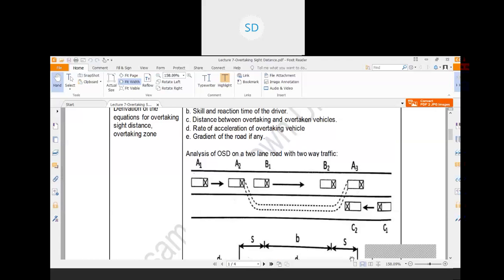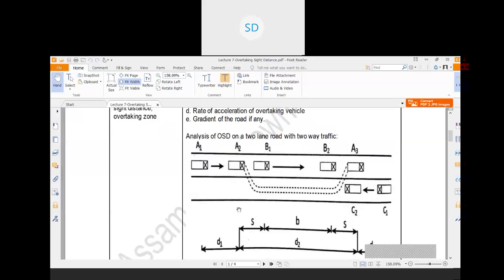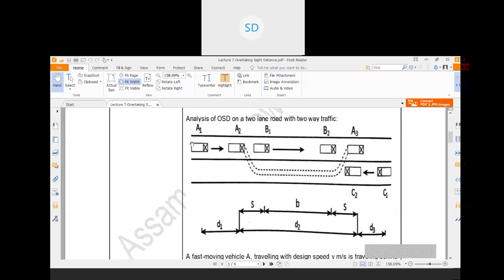In this overtaking operation, another vehicle, with positions C1 and C2, is an opposite moving vehicle. It is also assumed to adopt a desired speed. So basically, this is the total overtaking operation, and the total overtaking distance is d1 plus d2 plus d3. Now, for d1, the vehicle A will move within the reaction time, here 2 seconds. But one thing you need to consider is that in d1, vehicle A will not move with its highest or desired speed. It will follow vehicle B, adopting the speed of vehicle B.